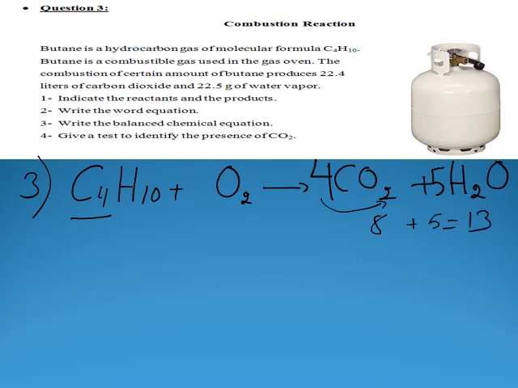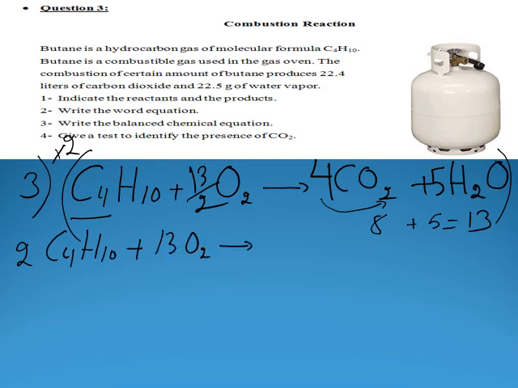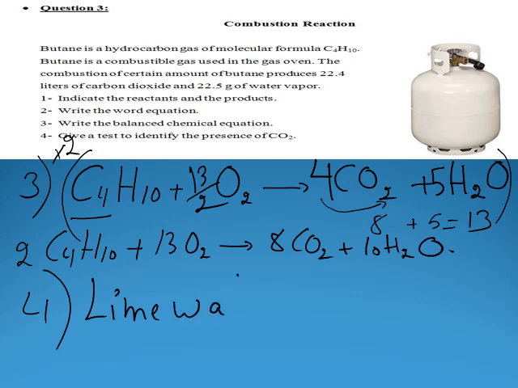Here we have 2, so you have to multiply this by 13 over 2. You can multiply all of this by 2, so it's going to be 2 C4H10 plus 13 O2 gives 8 CO2 plus 10 H2O. 4. Give a test to define the presence of carbon dioxide. You can use simply lime water, if it turns turbid, so it's carbon dioxide gas.